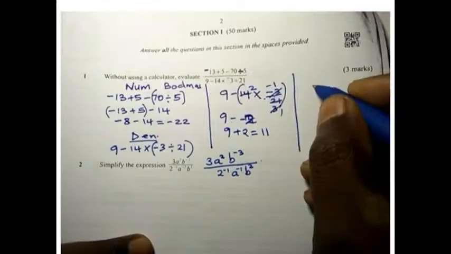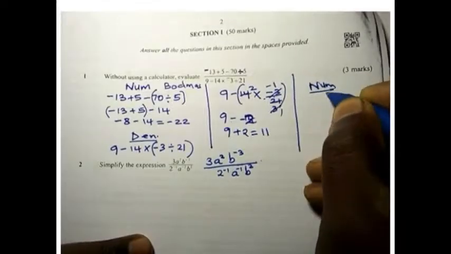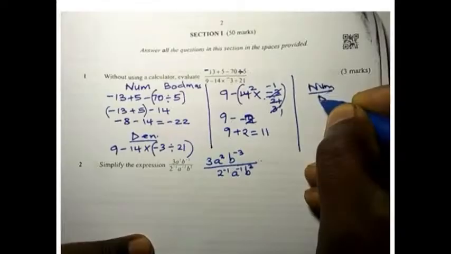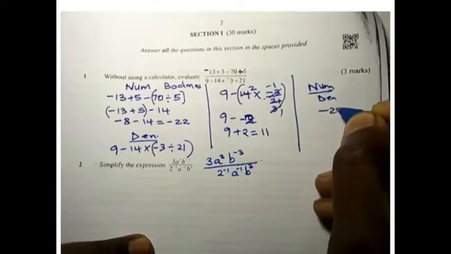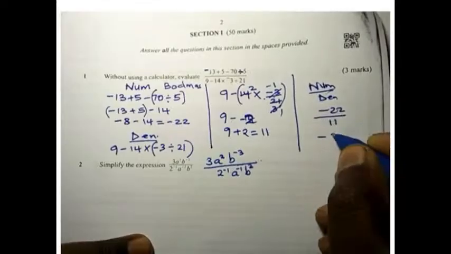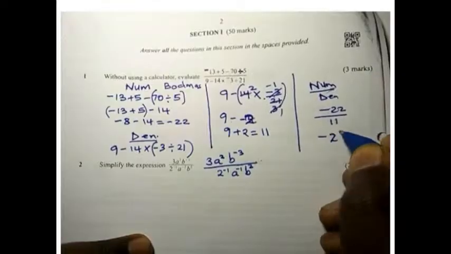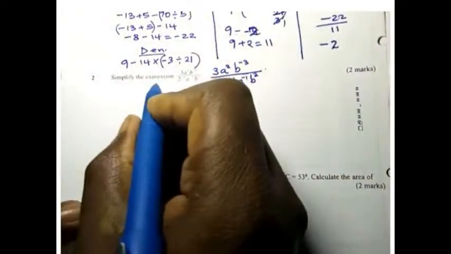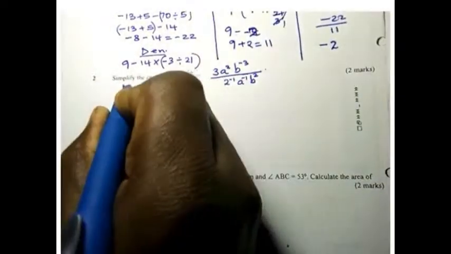Now the numerator divided by denominator, that is negative 22 divided by 11, and the answer is negative 2. Number 2, simplify the expression. So we will start with the numerator.